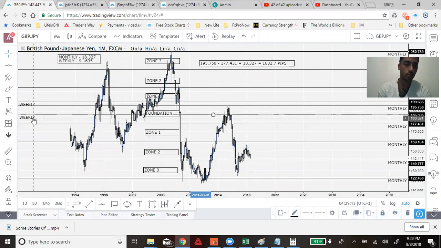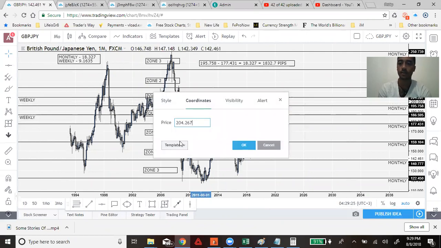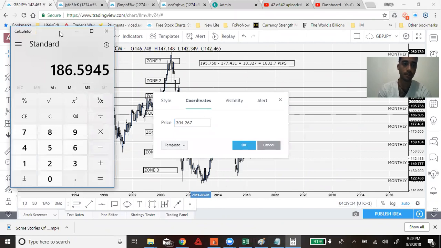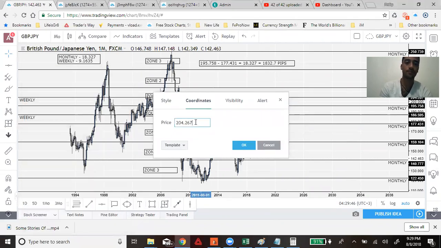All right, so now you're going to take this weekly right here, and now you're going to add the monthly, because it's going to push the next weekly right in the middle right here. So you're going to take this number right here, 186.5. Well, let's get the actual numbers. This one right here, plus the 18.327, which gives 204.92.15.